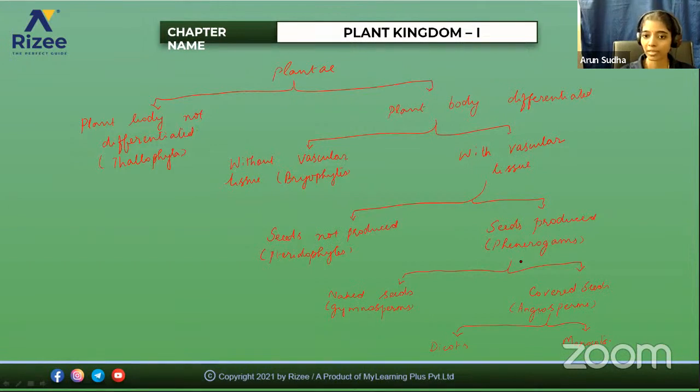And in the case of seeds, if the seeds are naked, then that comes under the gymnosperms. And covered seeds, that is the seeds will be present inside the fruit, then they are angiosperms. That is also called the flowering plants. And angiosperms are again classified into dicots and monocots. Okay, is it clear?